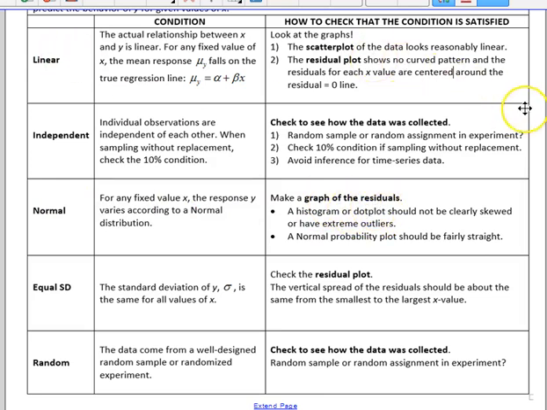So you can definitely pause and get this down. I'm not going to read through all of this because all of this comes directly from the book. What we're going to do now, though, is apply these conditions to an example. So we're going to look at the example of the Old Faithful eruptions.